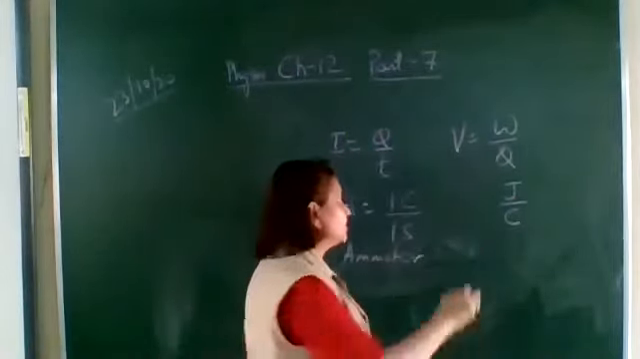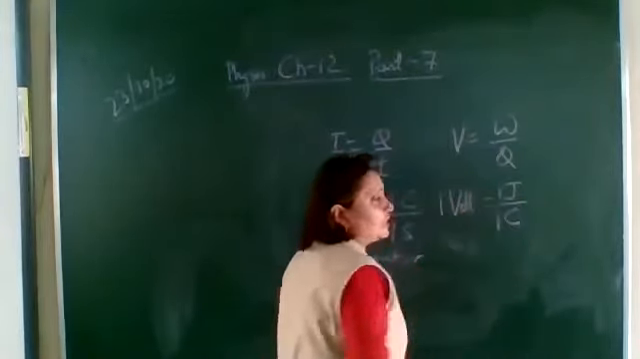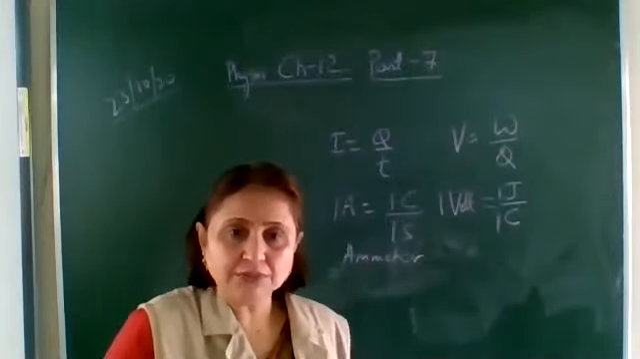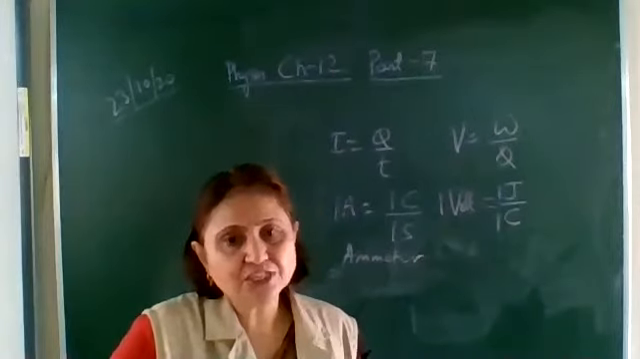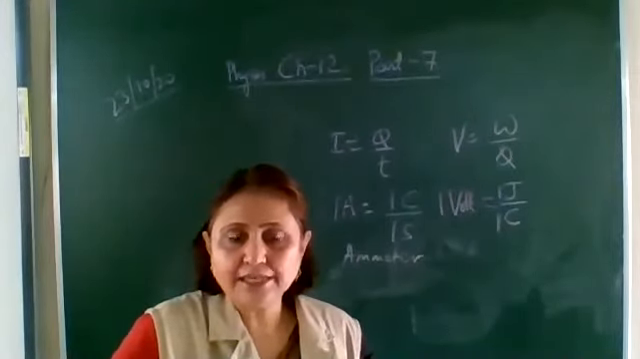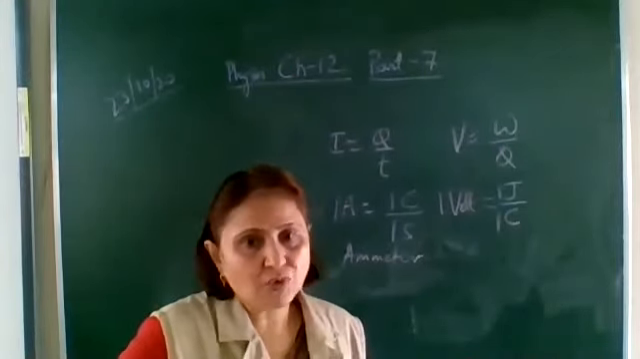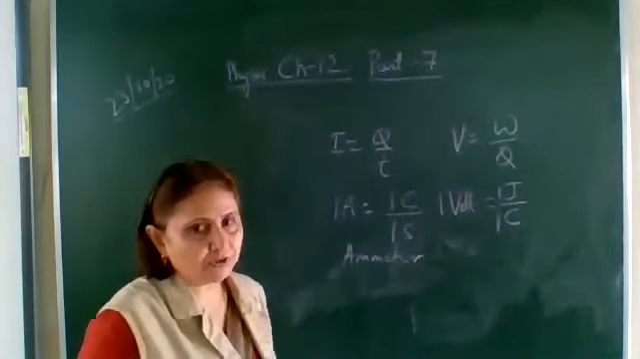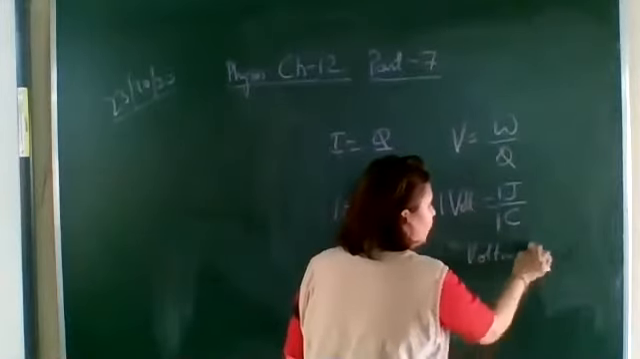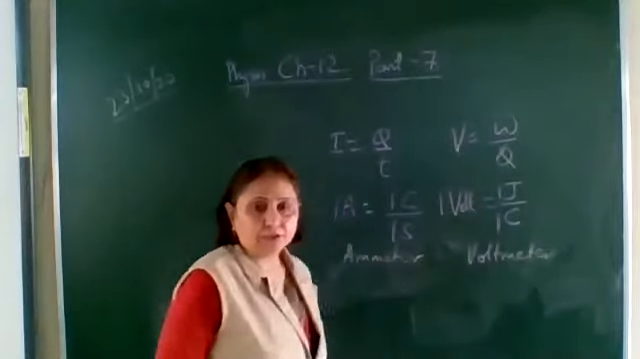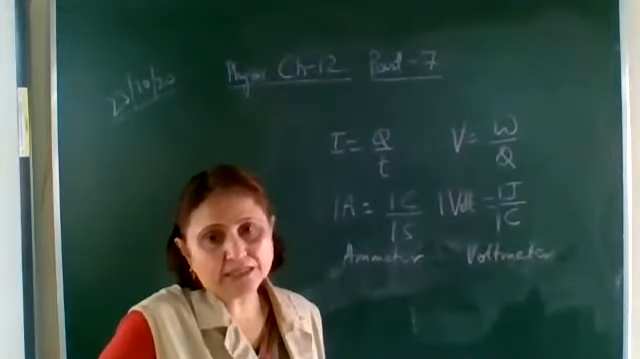Again, to honor the scientist, its unit is taken as volt, where 1 volt is equal to 1 joule upon 1 coulomb. So 1 volt is the potential difference when 1 coulomb of charge is moved from one point to another, and the amount of work done is 1 joule. And the potential difference is measured by a device called a voltmeter, which is always connected in parallel in a circuit.